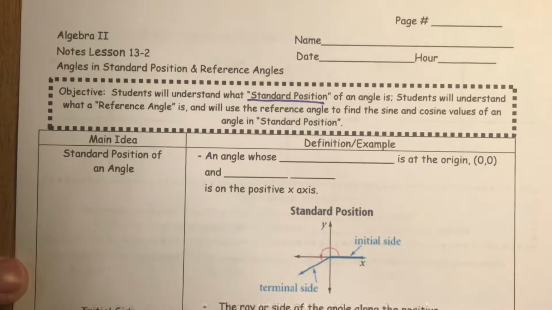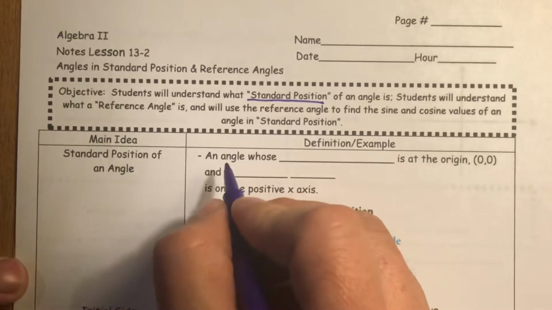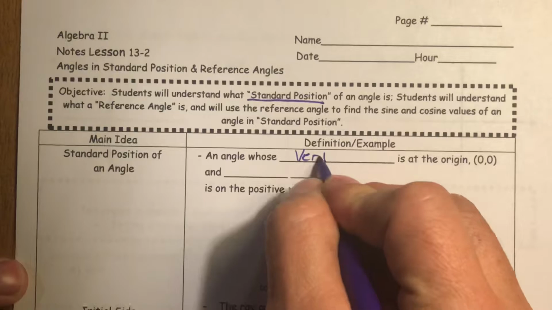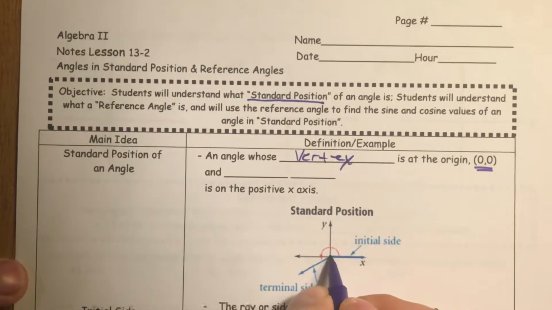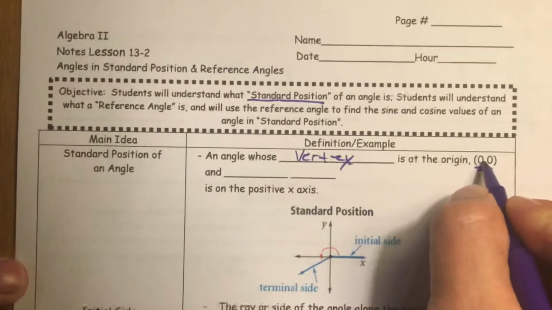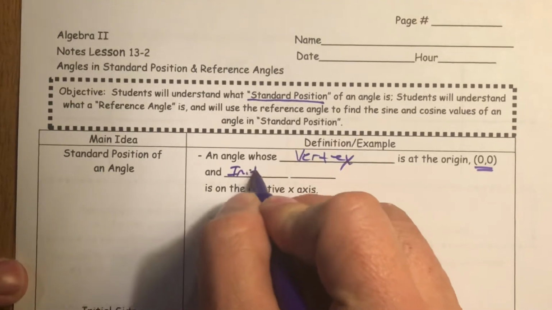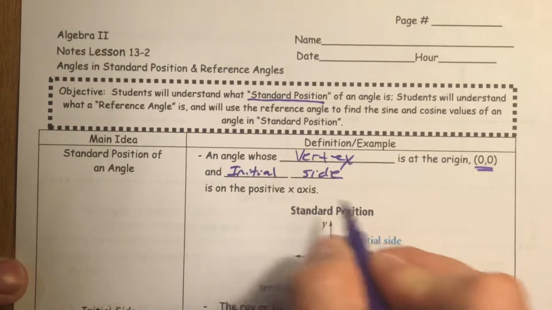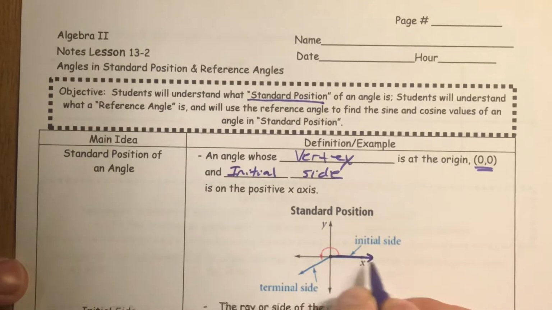All right, so let's go through some vocab first. The first one is standard position of an angle. An angle whose vertex is always at the origin. You know that that's the vertex right there. The vertex of this angle is at the origin, 0, 0. And what we call the initial side is on the positive x-axis. So right here, guys, this is my initial side.